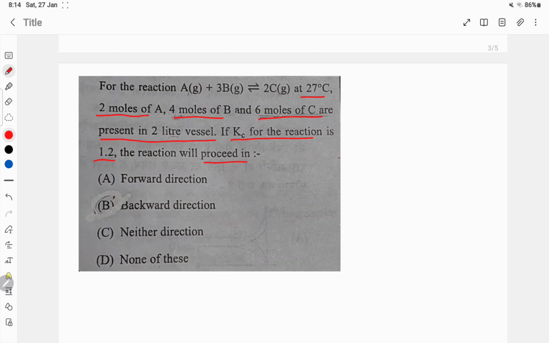For direction, we have already studied Kc and Qc, the reaction quotient. If Kc is greater than Qc, then the reaction shifts in the forward direction. If Qc is greater than Kc, the reaction shifts in the backward direction. If Qc is equal to Kc, then no shift occurs; it remains at equilibrium. Kc is already given, so let's find Qc, the reaction quotient.